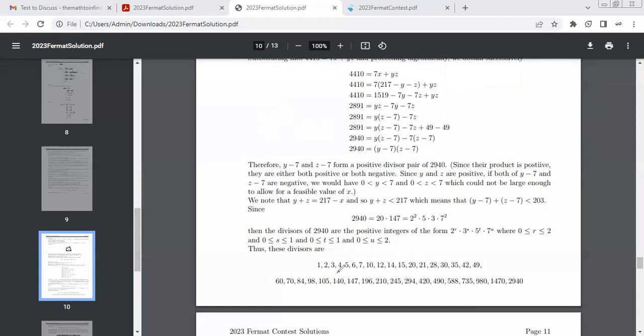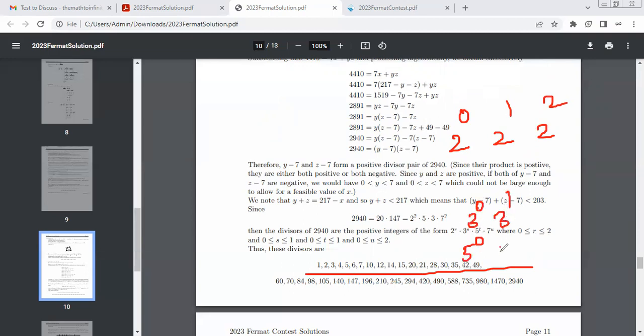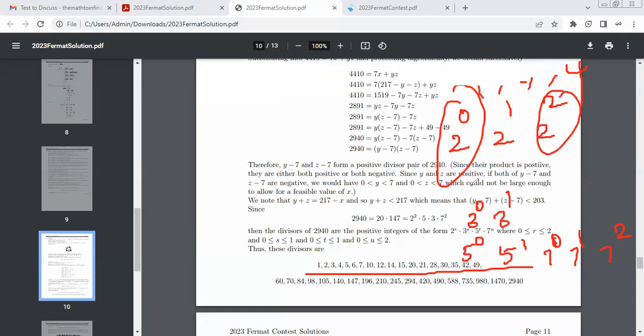So these are the possibilities. So how will I write it now? What is 2 power 0? What is 2 power 1? What is 2 power 2? And also write what it is for 3. For 3, it's 3 power 0, 3 power 1. And what about 5? It's going to be 5 power 0, 5 power 1. And for 7, it's going to be 7 power 0, 7 power 1, and 7 power 2. So 1, 2, 4, 1, 3, 5, 7. Is it clear?